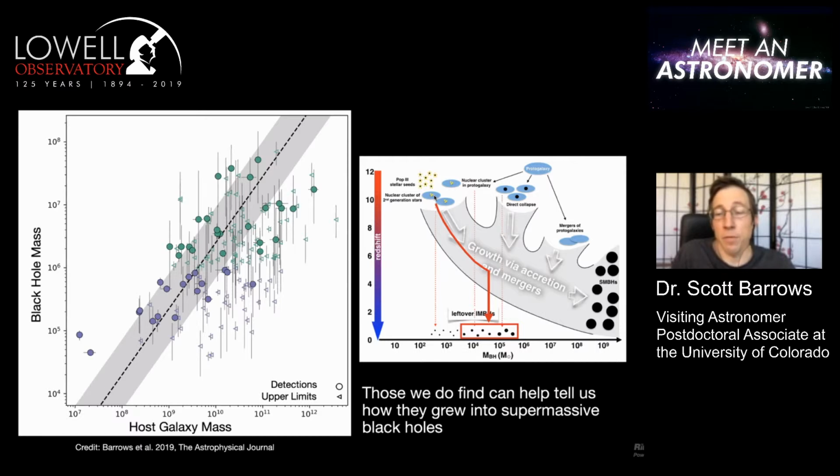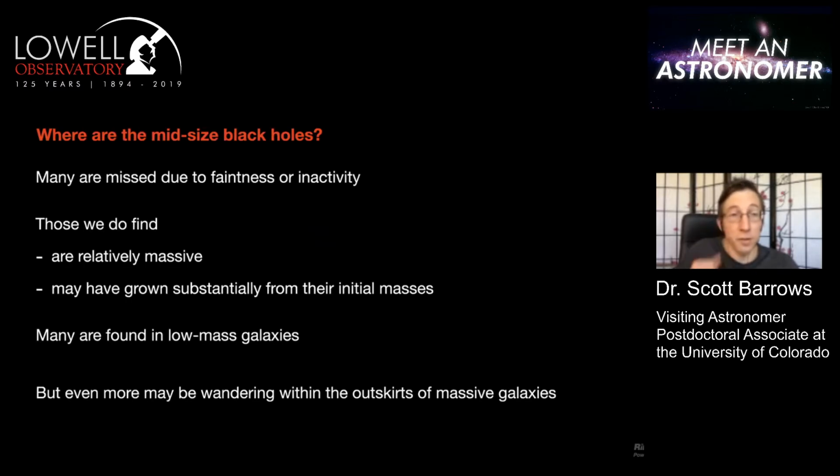And if we find a large enough number of them, hopefully we can start to put constraints on which scenarios happened to form intermediate mass black holes in the early universe, which were more prevalent than others. So with that, there are a few conclusions regarding the question, where are the mid-sized black holes? There are still many open answers though.